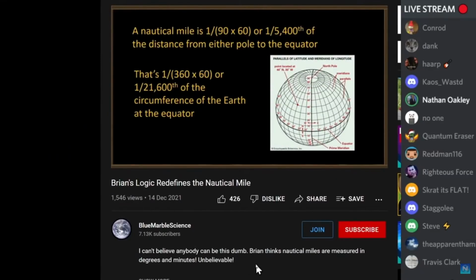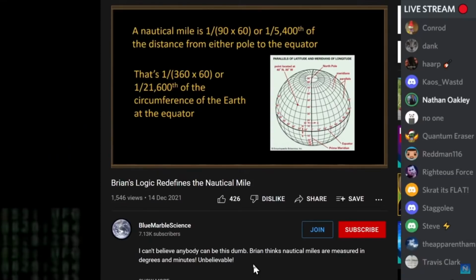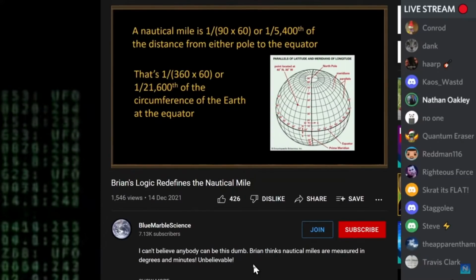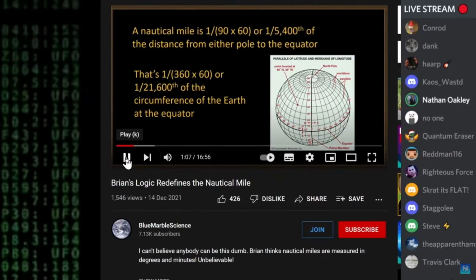Brian, a nautical mile is 1/5400th of the distance from either pole to the equator. It's 1/21,600th of the circumference of the Earth at the equator.